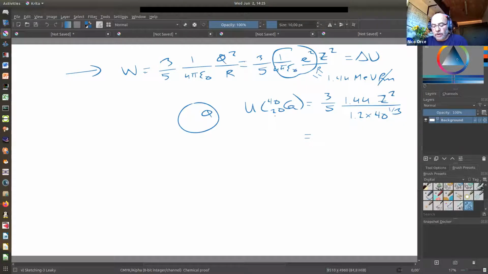1.44 times 3 divided by 5 times 20 squared divided by 1.2 and divided by 40 to the 1/3. That will give us a value of about 84 MeV.